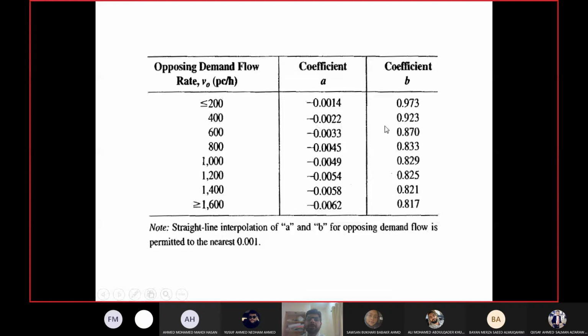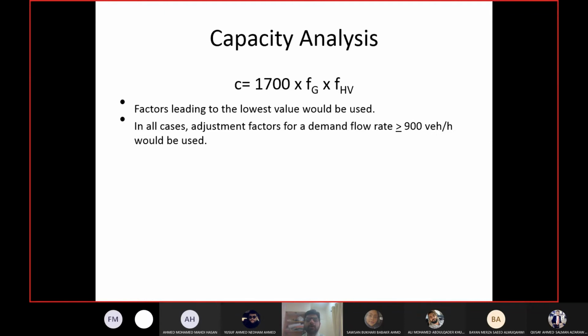And this is the table for A and B values. You need the opposing flow rate, and then you will have the A and B values. A and B values will be used for calculating PTSF, remember. And this is how you calculate the capacity of the two-lane highway. I will come back to it in the next example.